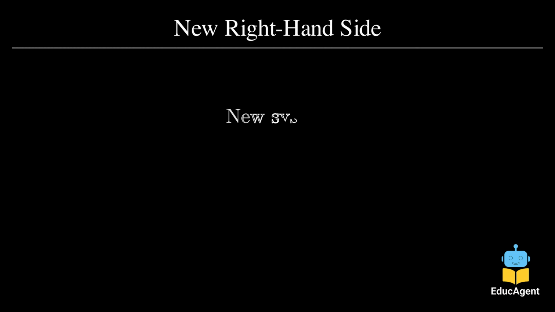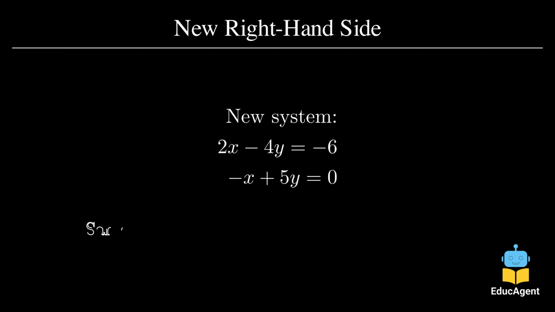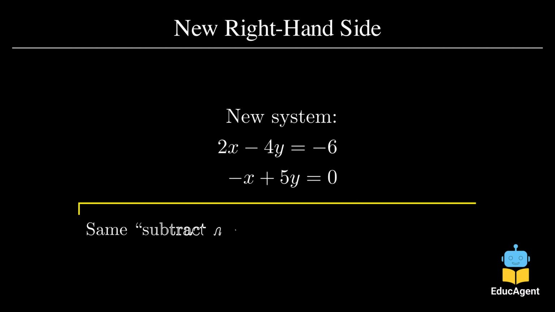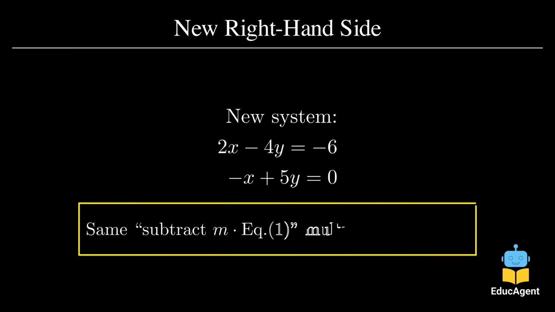Now, the left-hand side stays the same, but the first right-hand side changes from 6 to negative 6. Since the coefficients of x and y do not change on the left, we subtract the same multiple, m equals negative 1/2, to eliminate x again.